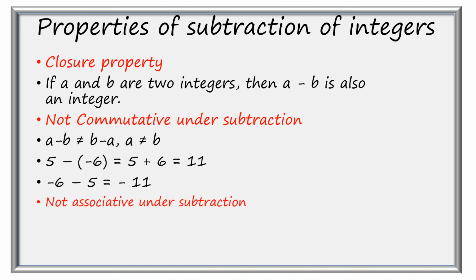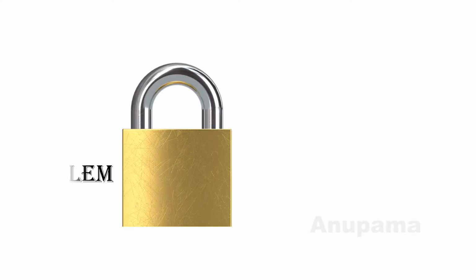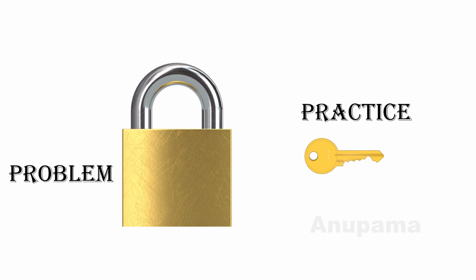In a similar way, the associative property is not applicable under subtraction. It means (a minus b) minus c is not equal to a minus (b minus c), where c is not equal to 0. So practice these properties very well because they are very important and they reduce your calculation time. You can solve any problem of mathematics just by using this key, and the key is practice. Do practice and find the solution.